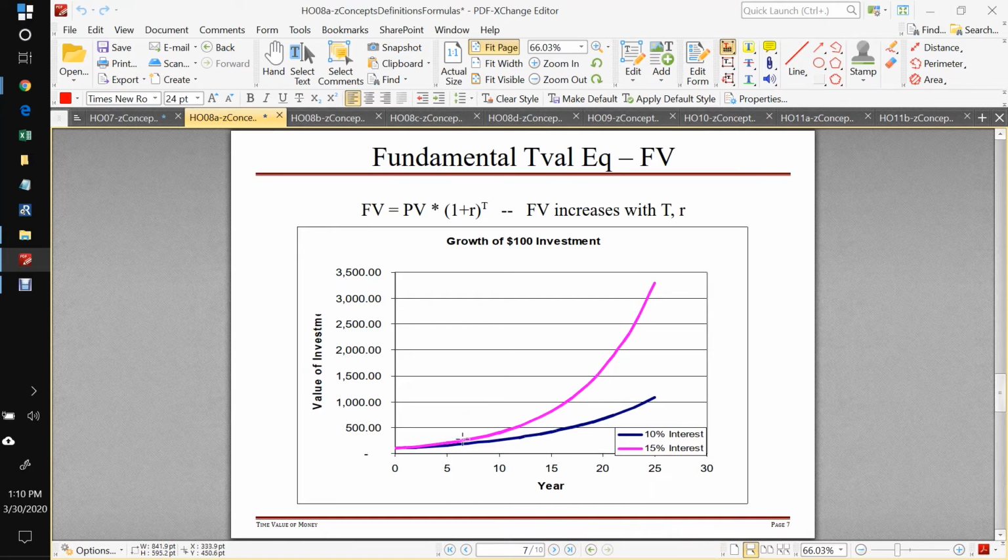And what makes our money grow faster? Two things as shown here. One is the more time we can let our money grow, the more money we're going to have. We have time here on the x-axis and the value of our investment on the y-axis. So that's one thing that helps us, just more time. Second thing that helps us is higher interest rate here. So we see with the 15% interest, our money grows much faster.